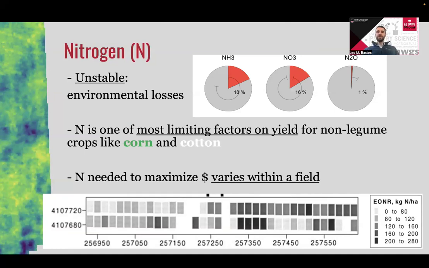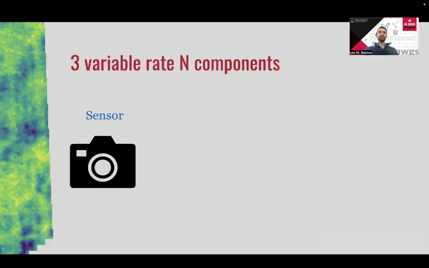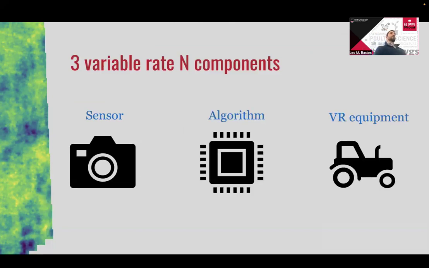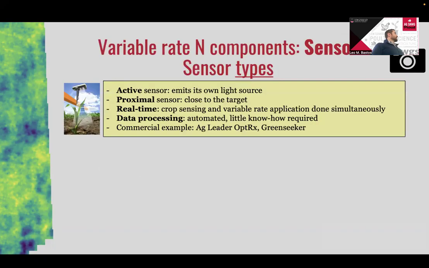It has to be something that is more reactive to the conditions of that growing season in that field. So we talked about the 3 variable rate components being sensor, algorithm, and variable rate equipment. On the sensing side, we talked about active sensors. In this case here, an active proximal sensor that is scanning the crop as the boom is moving over the field and potentially making a recommendation on the go as it moves across the field.